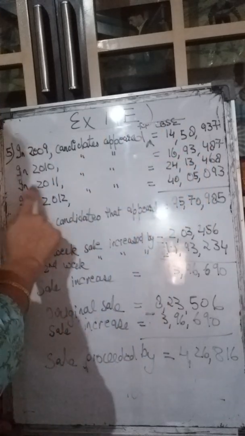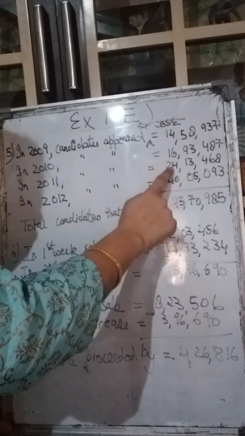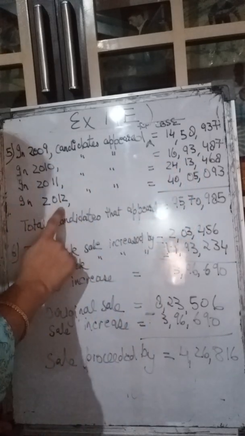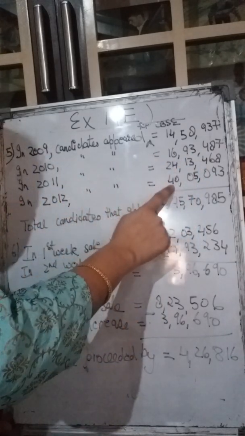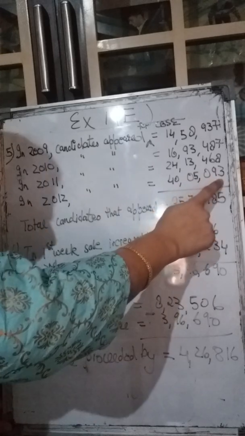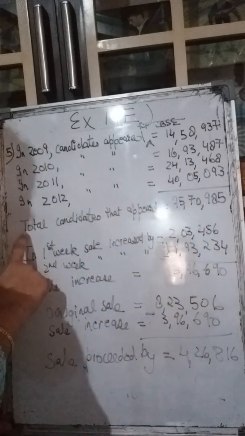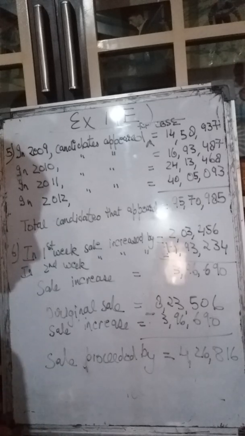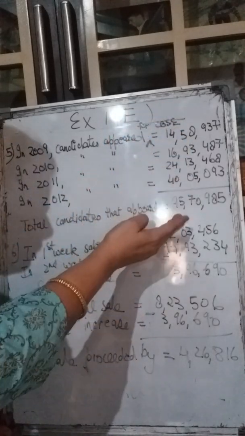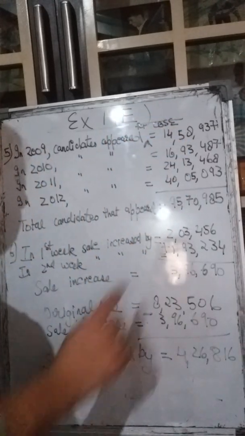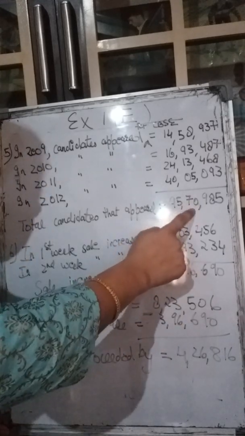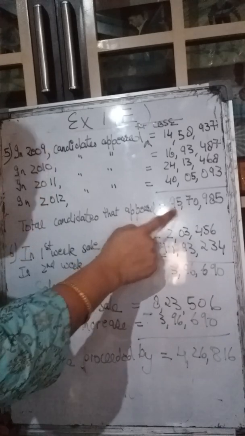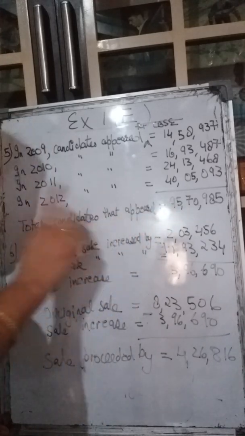16,93,487. In 2011, 24,13,468. And in 2012, 40,05,093 students. So how many total candidates appeared? How will we find out the total candidates? By adding them all. So we will get 95,70,985. These many students were the total candidates that appeared.